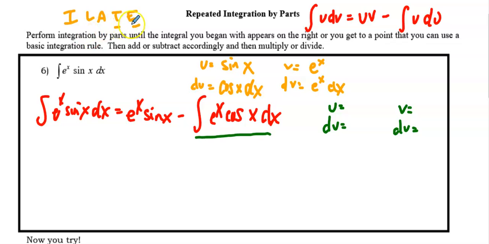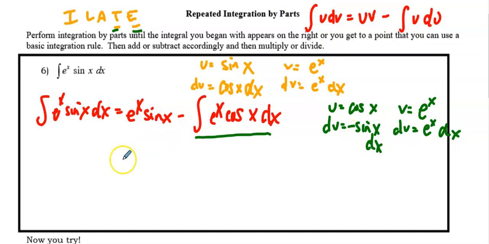Again, we're using integration by parts with ILATE. So we have a trig function and we have an exponential. Just like in the previous example, we're going to make our u equal to our trig function, and everything else we're going to make our dv. So we integrate dv, we get v. We take the derivative of u, we get negative sine x dx.